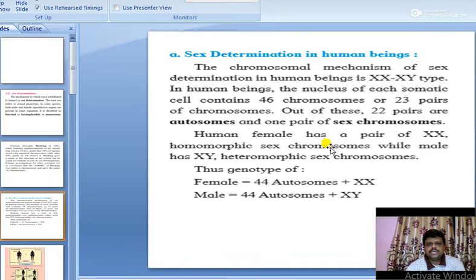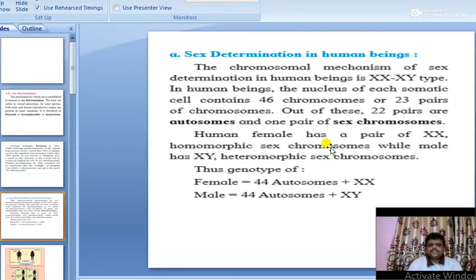Let us see the sex determination in the human being. The chromosomal mechanism of sex determination in the human being is XX and XY type. XX sex chromosomes are present in the female, while XY sex chromosomes are present in the male only. In human beings, the nucleus of each somatic cell contains 46 chromosomes, or 23 pairs of chromosomes. Out of these 23 pairs, 22 pairs are autosomes and one pair is sex chromosomes.